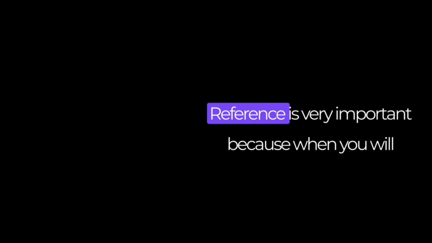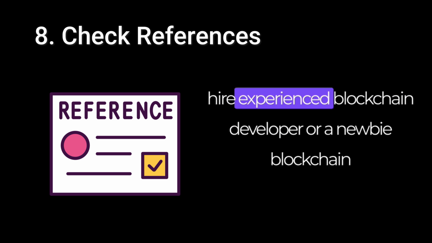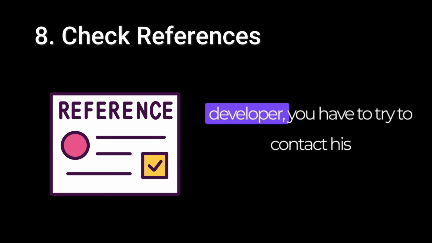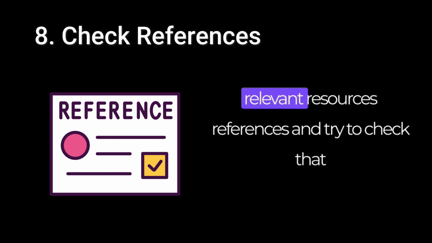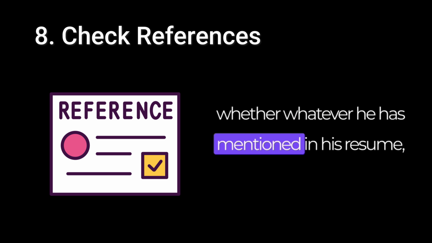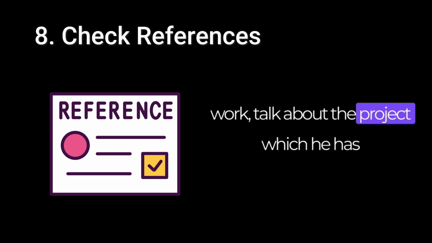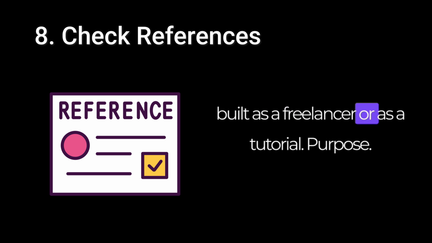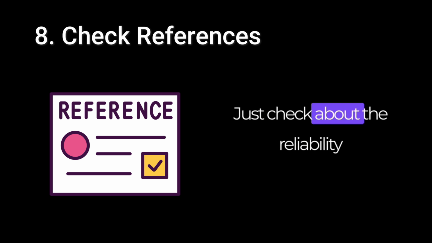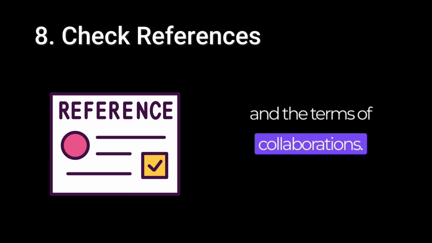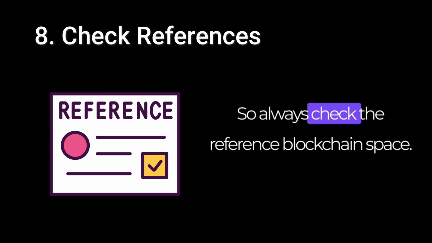After that, check references. References are very important, because when you hire an experienced blockchain developer or a newbie blockchain developer, you have to try to contact his relevant references and check whether whatever he has mentioned in his resume is true. Talk about the colleagues, talk about the previous work, talk about the project which he has built as a freelancer or for tutorial purposes. Just check the reliability and the terms of collaboration. All of these things you have to check. So always check the references.